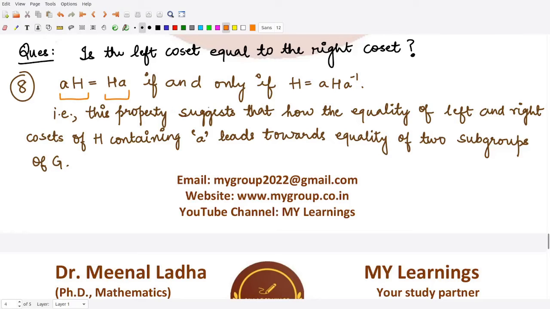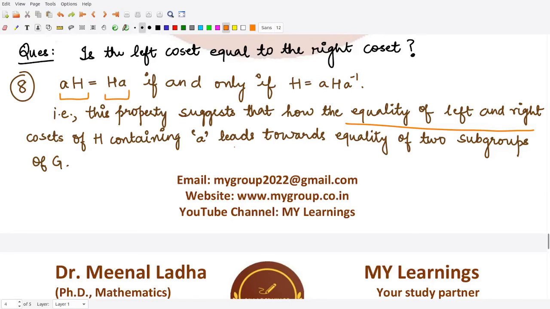So basically here you can see that the equality of the left and right cosets which contain A leads towards the equality of two subgroups within the group G, because H is given to be a subgroup and AHA inverse is also a subgroup. So you see how in proofs we can use this property as shifting the equality of cosets to the equality of two subgroups of G.